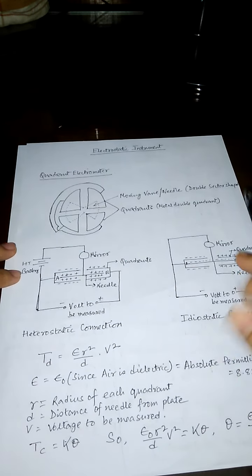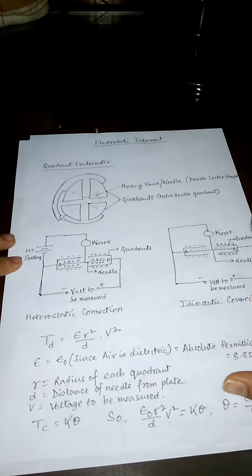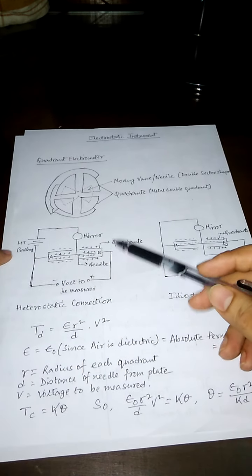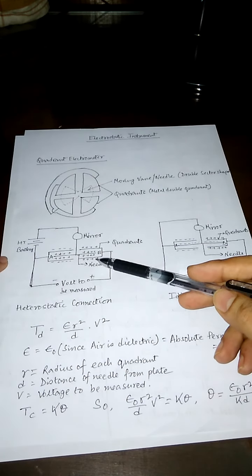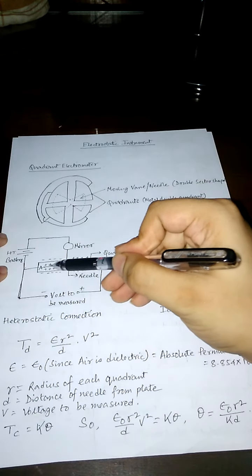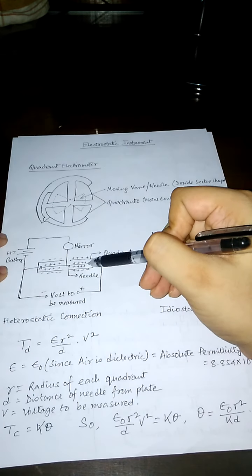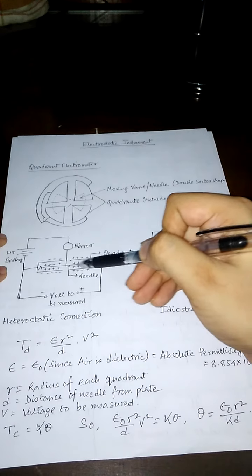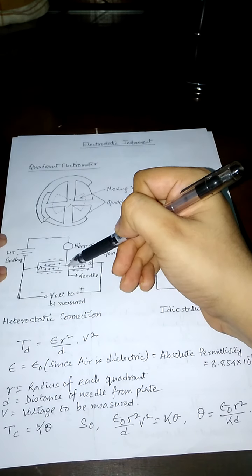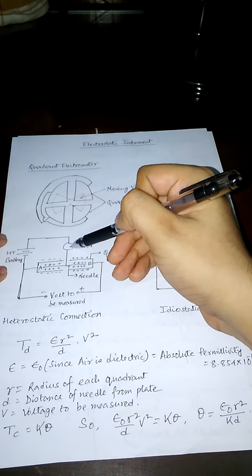Now see, here are another two connections. Actually the quadrant electrometer can be connected in two ways. One is the heterostatic connection, another is the idiostatic connection. So what is the difference between the two? See, here are the four quadrants in operation. So this is one part, this is another part, and this needle is connected between these. See, this is the quadrants and this is the needle, and this needle is attached with a mirror.